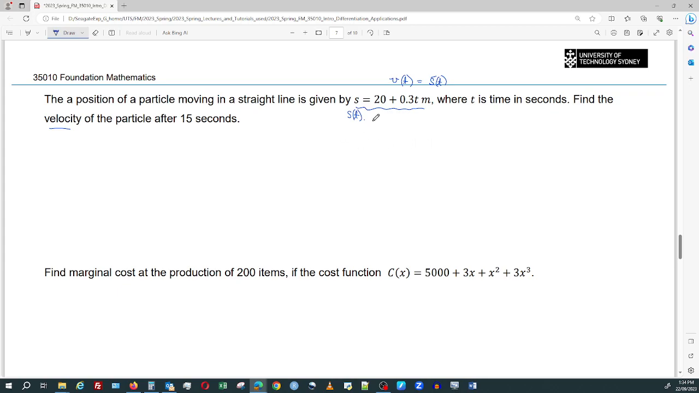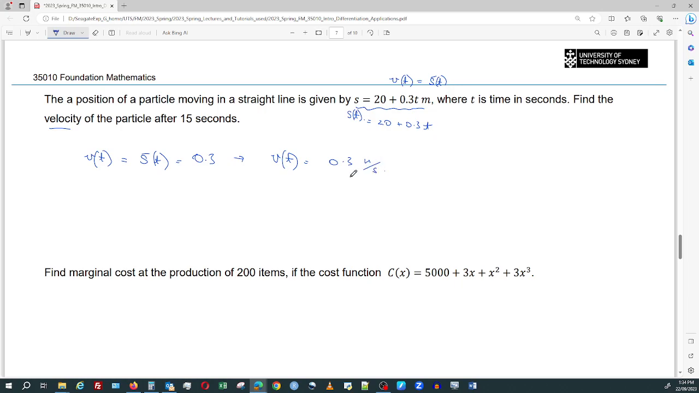Okay, so S(t) is equal to 20 plus 0.3t. The differential of this is the velocity, which is, what are we going to get? The constant disappears, and you're left with 0.3. So the velocity is 0.3 meters per second.